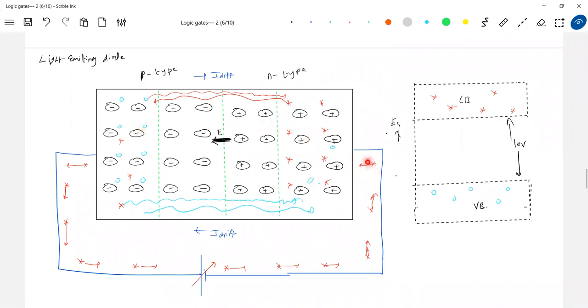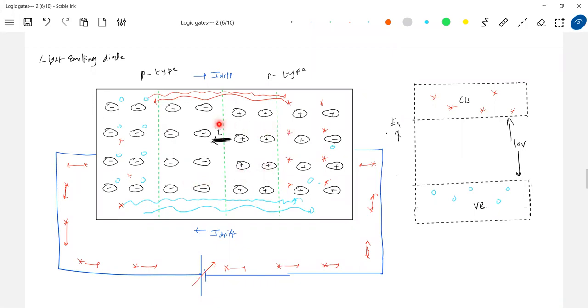Then these electrons, when they're flowing, they'll occupy some place here, no? And similarly, here, this electron will occupy this. Instead of crossing over like this, it may occupy this position. So what will happen to the width of the depletion layer? It decreases.